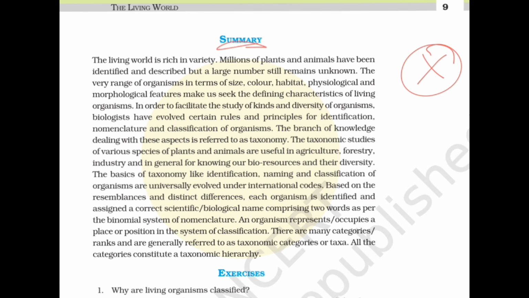Please read the summary. Summaries are basically the summary of the whole chapter, but they can put them as questions. See, the branch of knowledge dealing with these aspects is referred to as taxonomy. They'll write, biologists have evolved certain rules and principles for identification, nomenclature, classification of organisms. Such branch of knowledge is what? Taxonomy, systematics. They can write anything, and we'll get confused because we haven't seen such a sentence. Obviously we haven't, because we haven't read the summary. Please read the summary. Don't forget to read it. Right now you can just read it, you don't have to learn it. Just read it, and after this lecture it will be in your mind. So no worries on that.